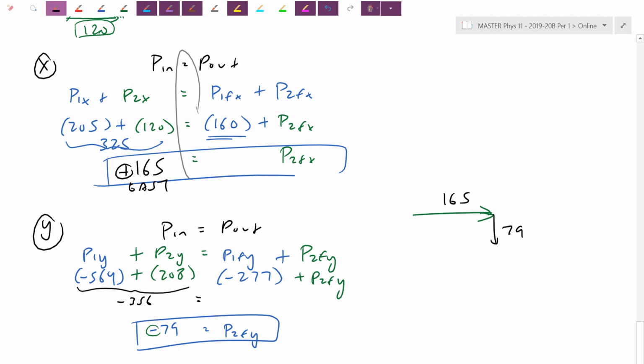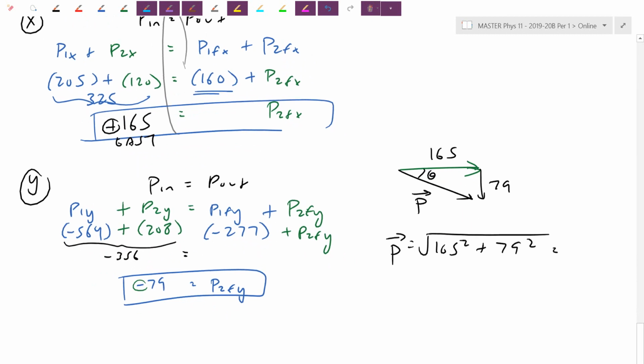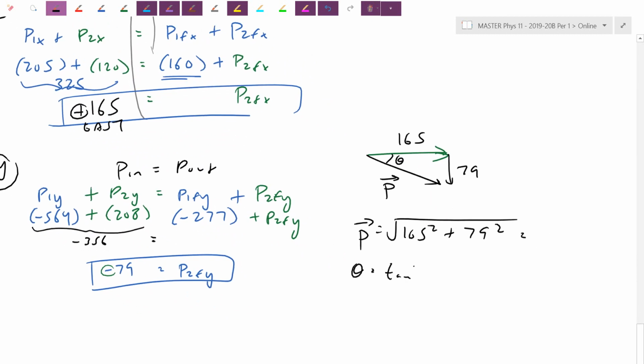So then I can do my Pythagoras here. Let's find the P of the skater in this setup and the theta. I'll finish this one off for you here. 165 squared and 79 squared, and the theta is the inverse tan of 79 over 165. The root of 165 squared plus 79 squared gives me here 183. Make sure you have units, and 2 or 3 sig figs. And then the inverse tan of 79 divided by 165 would give me the direction, 26 degrees.